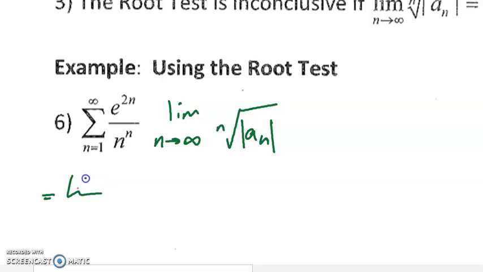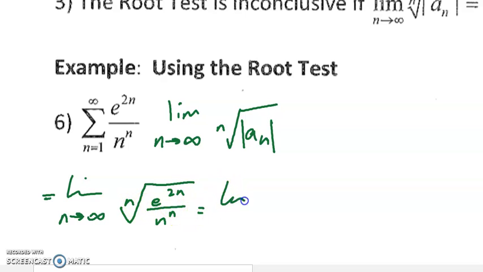So we'll take a look at the limit as n approaches infinity of the nth root of e raised to the 2n over n to the n. These are not pretty things until we take the nth root. And then when we do that, we get simply, taking the nth root is the same as raising to the 1 over n power. So we're dividing all of our exponents by n. So that e to the 2n becomes e to the 2. And that n to the n becomes n to the 1.